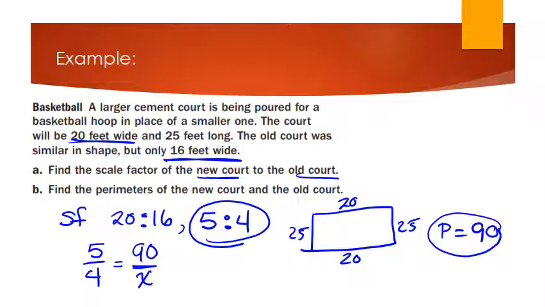So if I cross multiply, I'm going to get 5x equals 360, and then if I divide 360 by 5, I'm going to get, I think it's 72, but I'm going to double check. You guys know me and my math. I can do calculus, just not arithmetic. And yes, it is 72 feet.